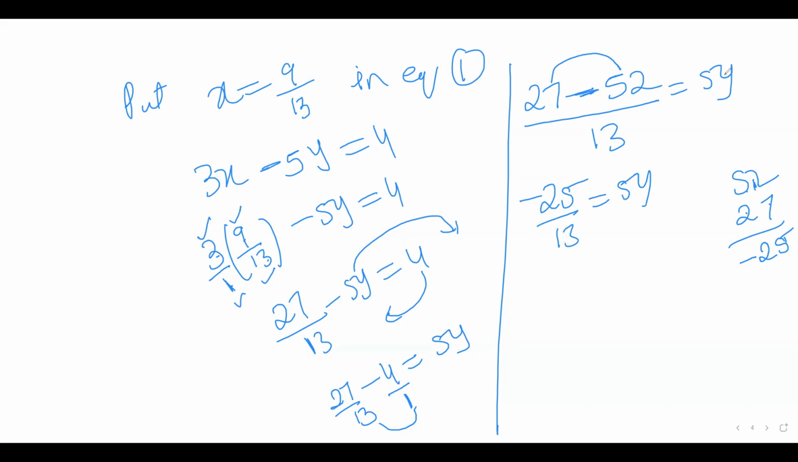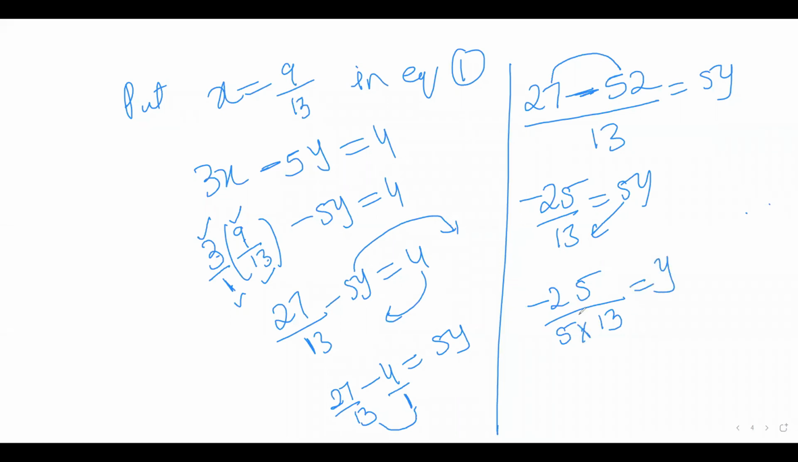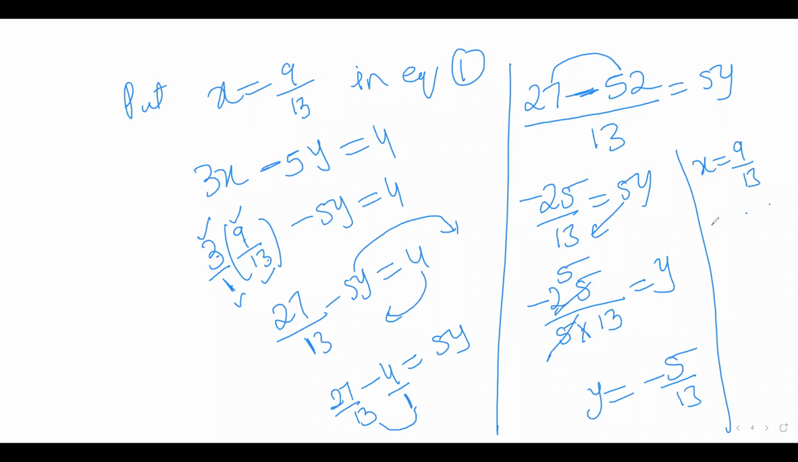I will transpose this 5 down. I can even cancel over here, but for your clear understanding, I am cross multiplying 5 into 13. 5 5s are 25. So finally I got y value as minus 5 by 13. So x is equal to 9 by 13, y is equal to minus 5 by 13 is the final answer.